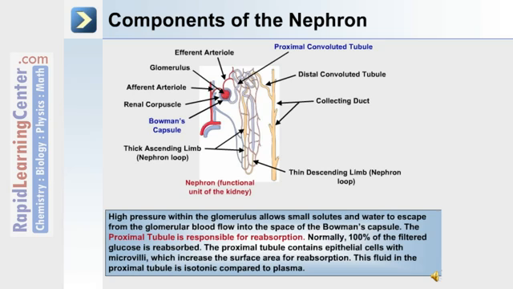Let's discuss each component of the nephron in more detail. The high pressure within the glomerulus allows small solutes and water to escape from the glomerular blood flow into the space of Bowman's capsule. The proximal tubule is responsible for reabsorption. Normally, 100% of the filtered glucose is reabsorbed. The proximal tubule contains epithelial cells with microvilli which increase the surface area for reabsorption. The fluid in the proximal tubule is isotonic compared to plasma.